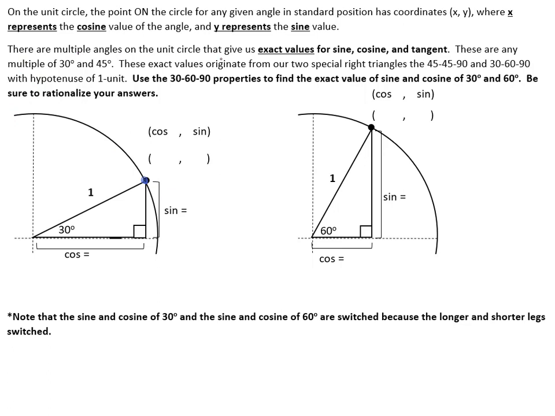There are multiple angles on the unit circle that give us exact values for sine, cosine, and tangent, and we'll talk about tangent later. These are any multiples of 30 and 45 degrees. Okay, these values originate from our special right triangles, the 45, 45, 90, and 30, 60, 90, that have a hypotenuse of 1. So here, when we measure these angles, we always use an angle from standard position. So we use a right angle down to the axis, and we'd be talking about this angle in my new made-up angle here. Okay, so here we're talking about a 30-degree angle from standard position.